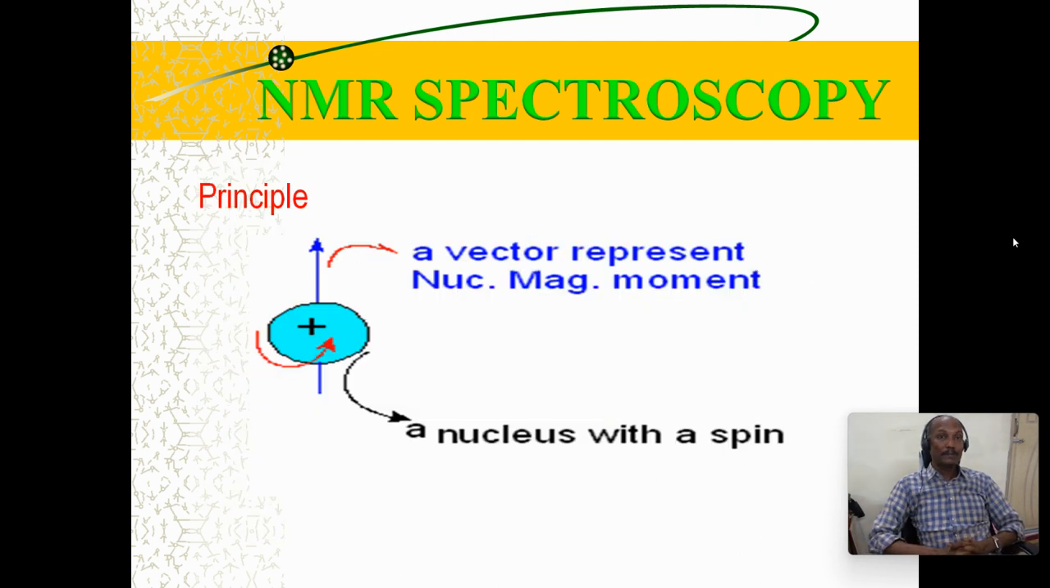The major principle involved in NMR spectroscopy is this one. A vector is present in the nuclear magnet. It undergoes nuclear spinning. Spinning means rotation. It undergoes spinning like this. It is the nucleus that undergoes spinning.